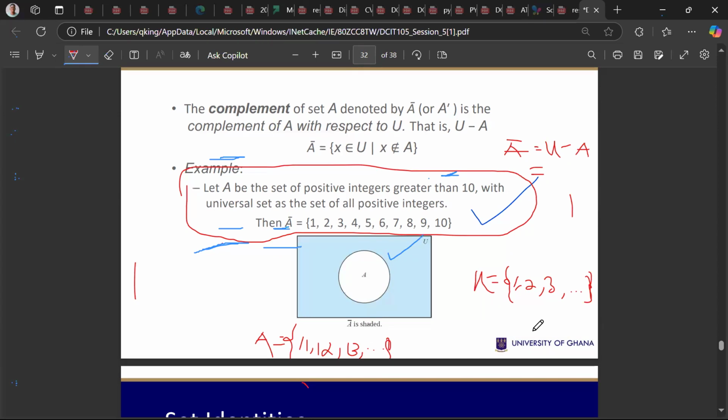Which begins from what? From 1 to 10. And so our A complement becomes what? 1, 2, 3, down to 10. Because out of the universal set, these are the only figures that can never be found in the set A. Right?